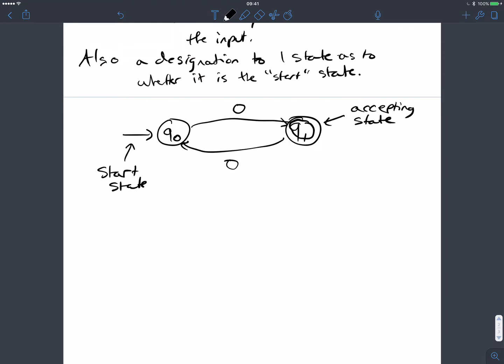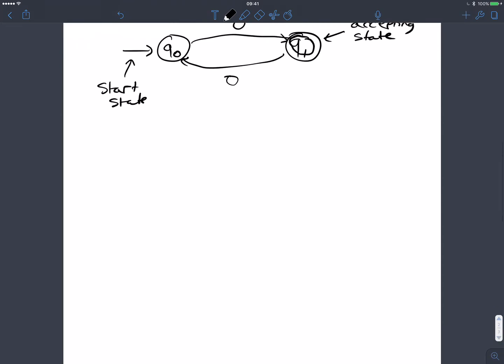Now I've exhausted the input. What do I say to that input now? I accept it. How do you know? I am in an accepting state. So let's make this a little bit more formal. Let's say I have the input 0, 0, 0. We will accept it. But before I've read anything, what state am I in? I've read nothing so far. I'm in the start state Q0. So here I'm going to put the state and input.